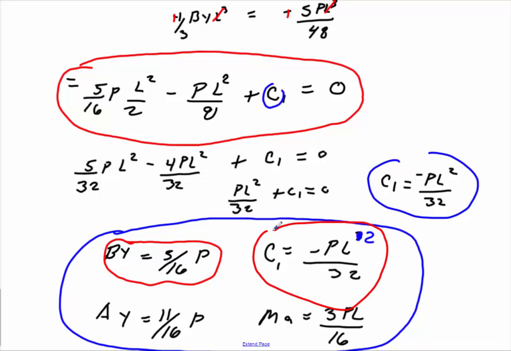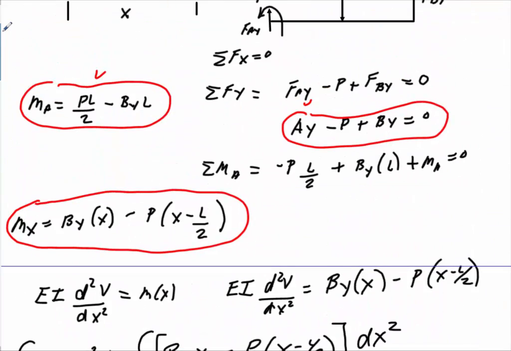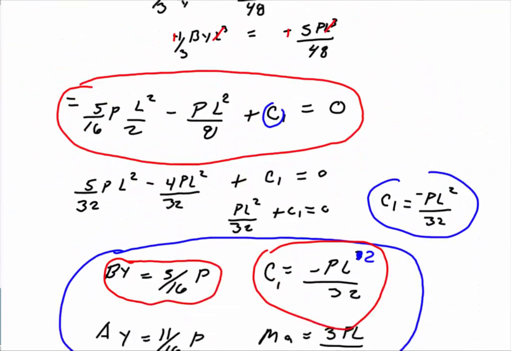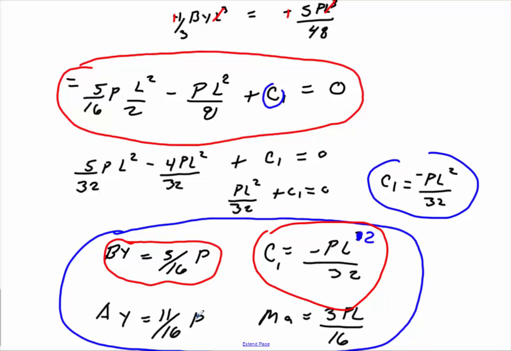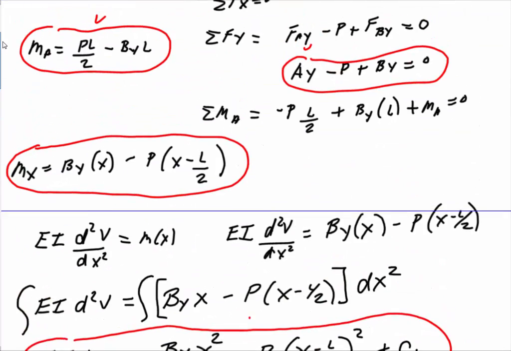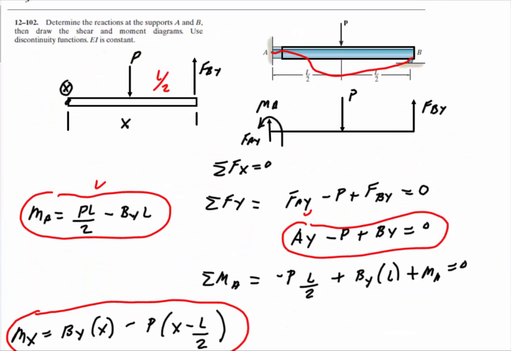Okay, so once you have that, now you know BY, now you know C1. Now you can find AY by going back to this equation right here. Put in BY, we know P, and solve for AY there. That's how you do that one, and you should get 11/16 P. And then to get your moment, you can go back to your moment equation at A right here and plug everything in, and you'll get the values. So anyway, there are a few typos in the solution manual, so be careful there. But that's how you solve problem 12-102.